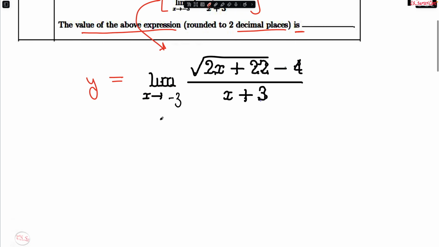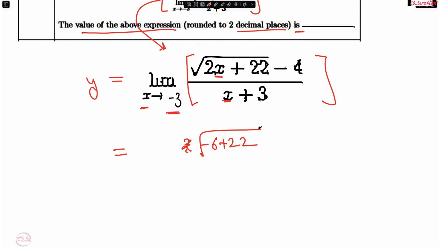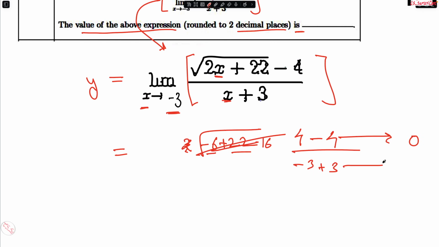But now let's see, x is tending to minus 3, and for that we have to evaluate this expression, right? Now this x is tending to minus 3. If we directly place minus 3 into this, is there a problem? Let's see. So 2 times minus 3 is going to give us minus 6, plus 22. Minus 6 plus 22 is going to give you 16, right? So this is root 16, that is going to give you 4, minus 4. Okay, this, as you can see, basically becomes 0. Minus 3 plus 3 basically becomes 0. So 0 by 0 is something that we get if we directly put the values over here.